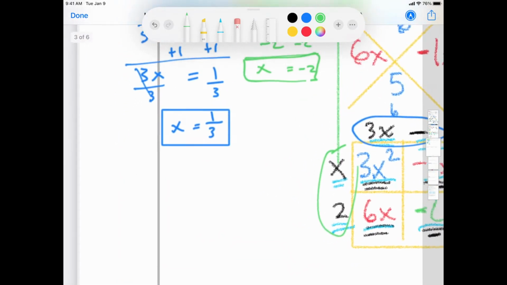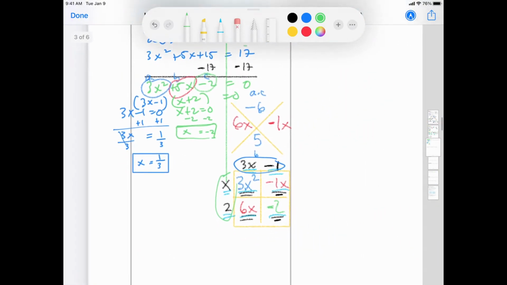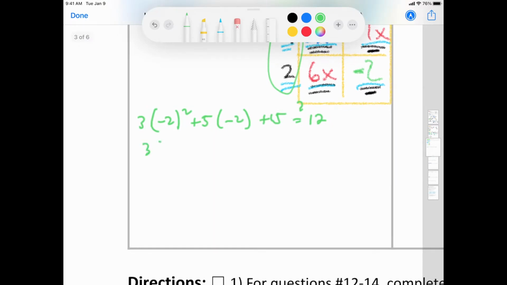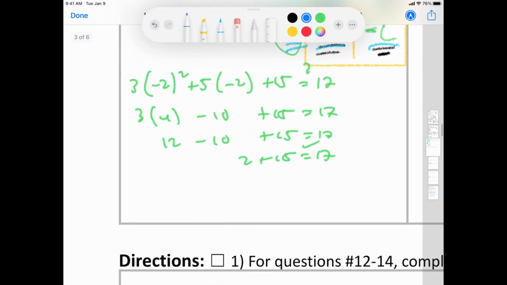And let's just check our answer. So let's do, you can do the original problem. Doesn't 3 times -2 squared plus 5 times -2 plus 15 equal 17? 3 times 4 minus 10 plus 15. 12 minus 10. And 2 plus 15 does equal 17.